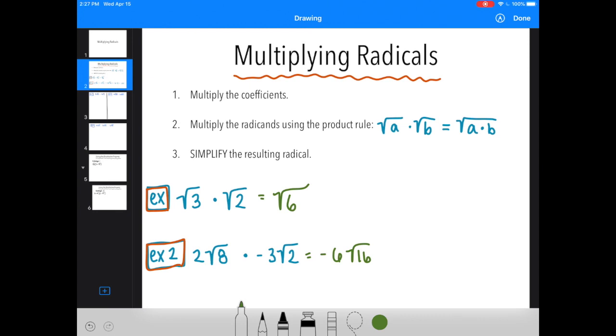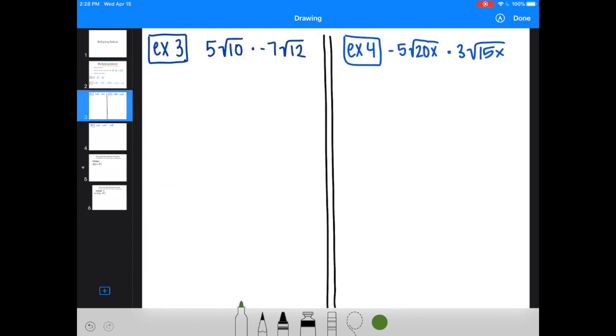Can that simplify down further? Yeah, I can. The square root of 16 simplifies down to 4, and we get rid of that radicand. So now this becomes negative 6 times 4, which equals negative 24. Okay, so that's the basic process for multiplying radicals. Let's look at some examples, and then we'll finally get into distributive property and FOIL.